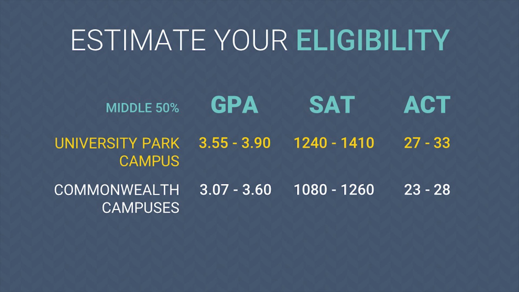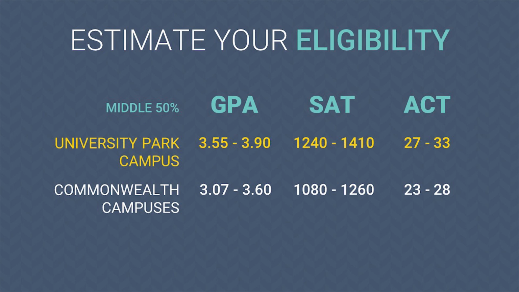So I was talking a little bit about the academics and submitting your self-reported academic record and SAT or ACT exam scores. If you want to estimate your eligibility, this is the information you'd want to be looking at. Now, for the University Park campus, you can see for the middle 50% of students who were admitted last year, the range was between a 3.55 and a 3.90 GPA on a 4.0 scale. So what does that mean? That means that 25% of students who were admitted to the University Park campus had above a 3.90 on a 4.0 scale, and 25% of students admitted to the University Park campus had below a 3.55.